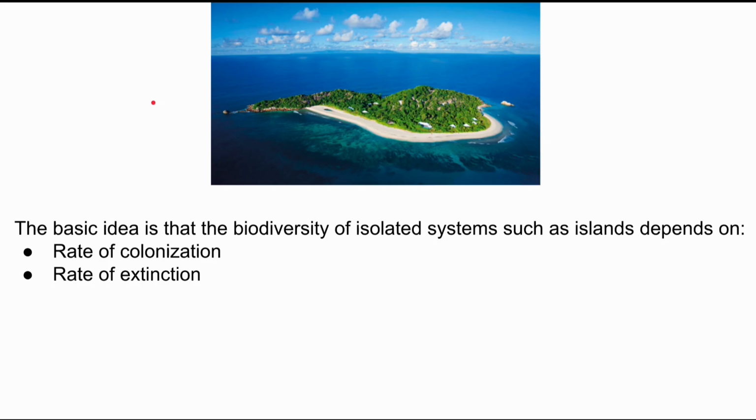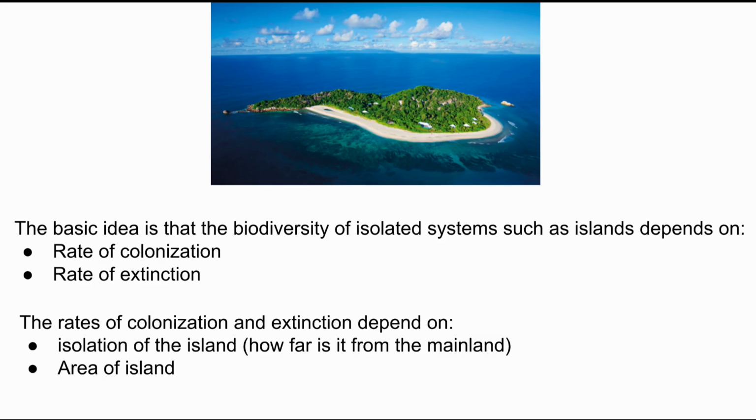So here's the basic idea. The biodiversity of an isolated system, like an island, is going to depend really on two main factors. One is the rate at which it is colonized, the rate at which new species arrive on the island from other places. And the other one is the rate of extinction. At what rate do things go extinct on the island? Those two factors combined are going to decide basically how much richness of species we can expect to find on the island. And that in turn depends on two things. The isolation of the island from the mainland is going to determine the rate of colonization, and the area of the island, how big it is, is going to determine the rate of extinction. So those are the core principles of island biogeography.